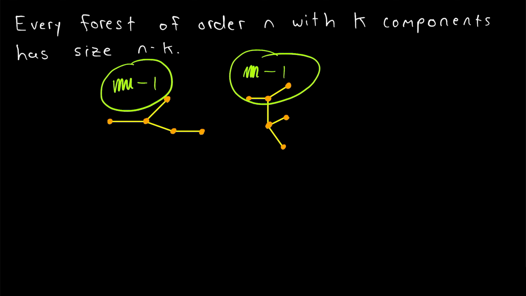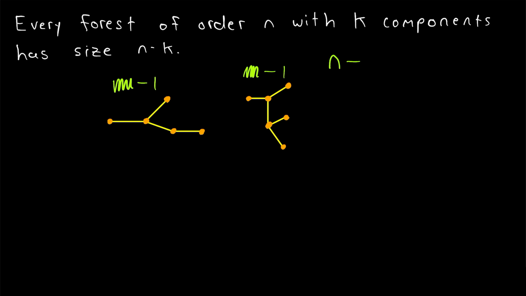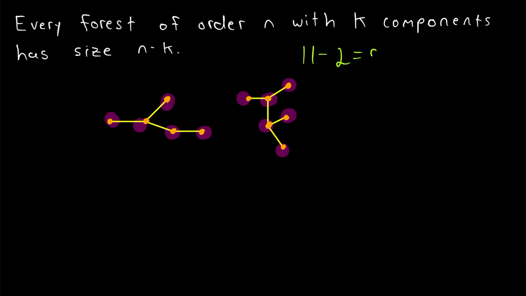Then when we add all the edge counts together for the total, we'll get the number of vertices in the forest, which is n, minus however many components there are in the forest, in this case 2. So our result tells us that since this forest has 1, 2, 3, 4, 5, 6, 7, 8, 9, 10, 11 vertices, it should have 11 minus 2, or 9 edges. And we can count them up to verify that count. 1, 2, 3, 4, 5, 6, 7, 8, 9. Look at that. Alright, let's check out the proof.